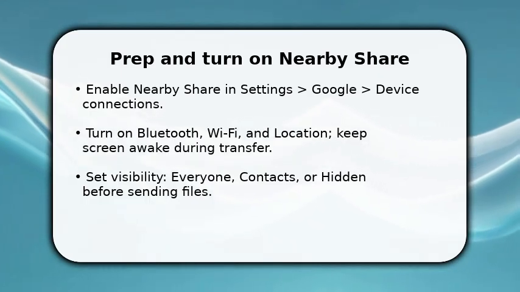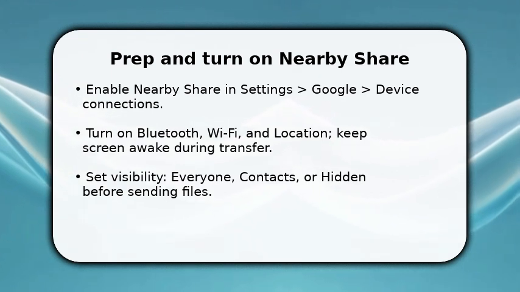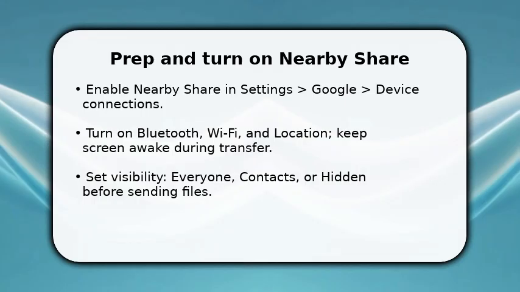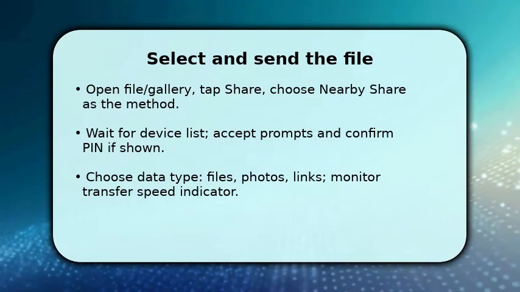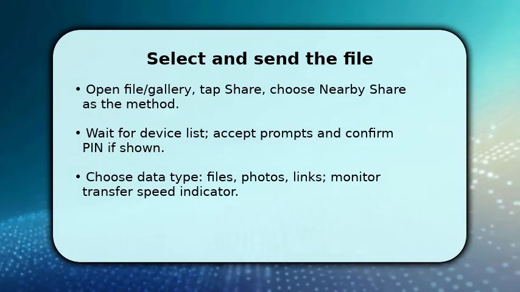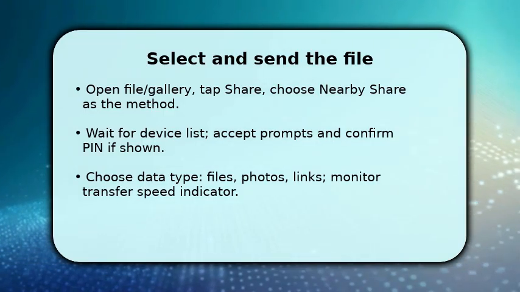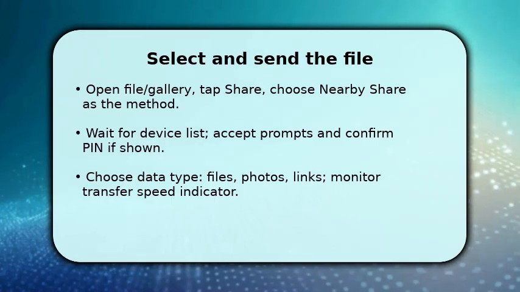Now you're ready to open the file you want to share and start the send action. You pick the file and tap Share, then choose Nearby Share as the method. This initiates device discovery and shows available recipients. Once the target device appears, tap it and wait for them to accept. Sometimes a PIN or confirmation appears to verify identity.